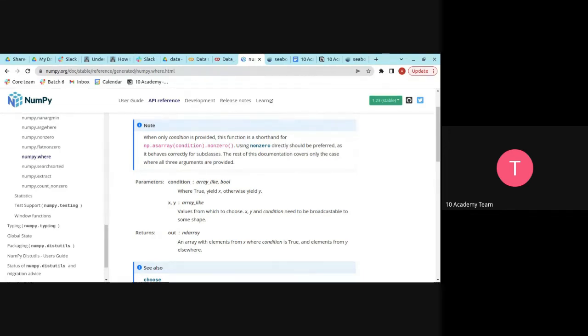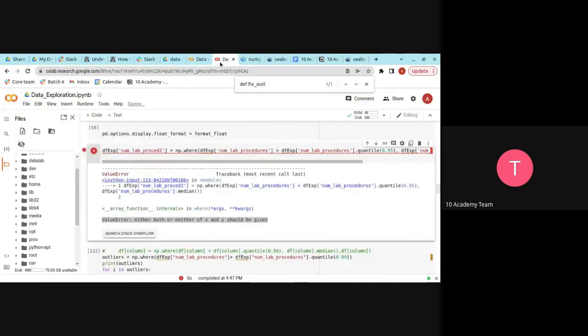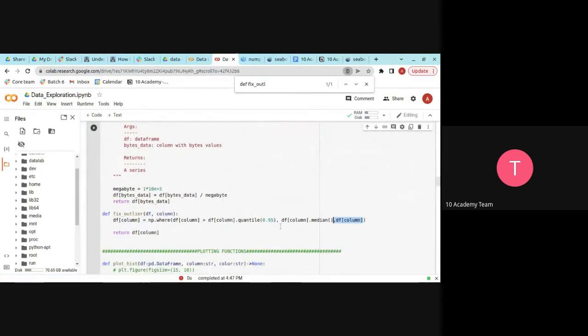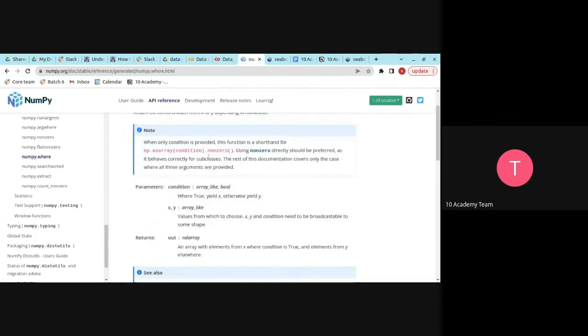Okay, so what it is doing is the first one, this is the utility functions, right? Yeah, okay. So what it is doing is the df column dot median, so both are arrays, where the df dot column dot median is taking the median of the entire series of the column, and the second one is giving another array of the entire column series, and so we have that specific condition, and we have these two values, the median, which is actually being imputed into the outlier value. I believe that is what it's doing.